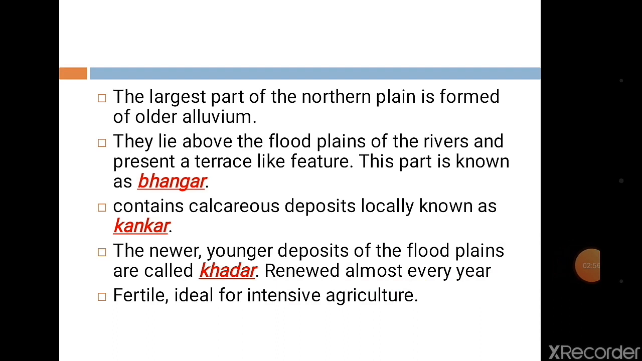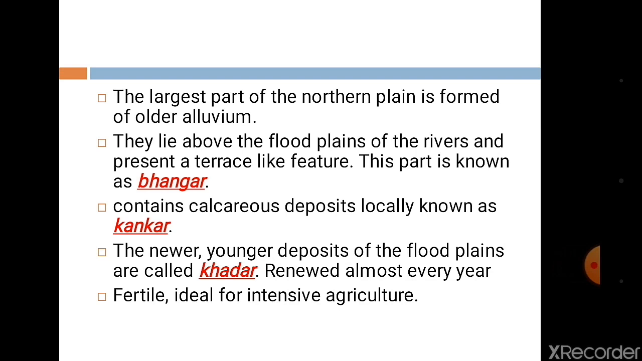The largest part of the northern plain is formed of older alluvium. They lie above the floodplains of the rivers and present a terrace-like feature. In the earlier figure you have seen the terrace form. This part is known as Bhangar. The soil in this region contains calcareous deposits, locally known as kankar.